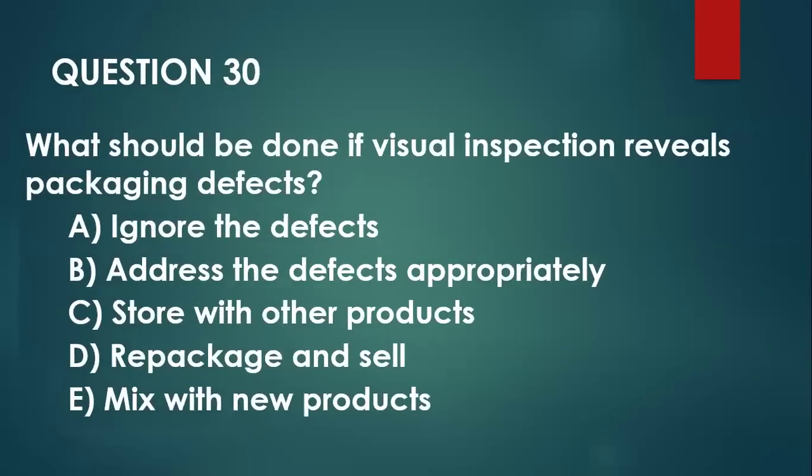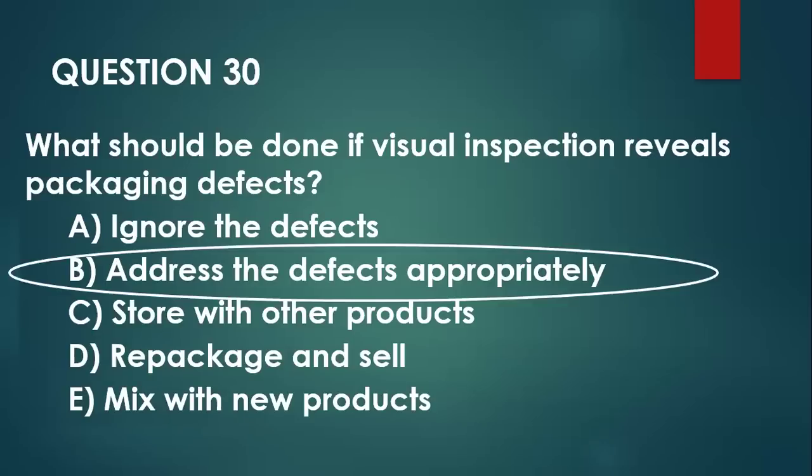What should be done if visual inspection reveals packaging defects? You have to address the defects appropriately. It's not just one type of defects. There are different types of defects. Defects on the cartons, names not being there, names being scratched out. You have names on the package but not on the carton, or you have names on the carton but not the package. So whatever is the defect you see, you address it appropriately.